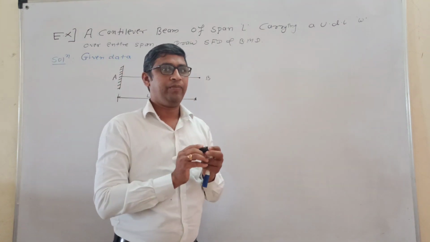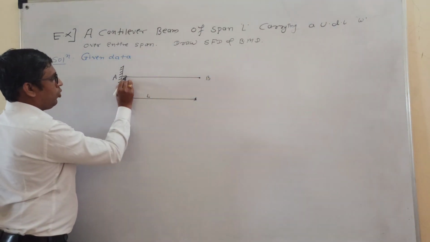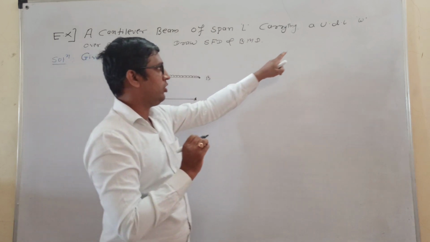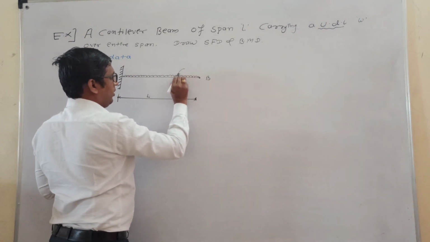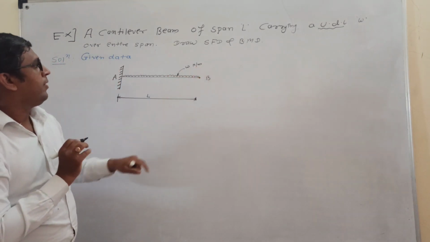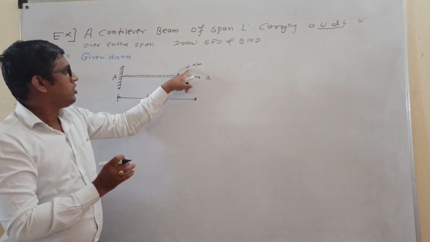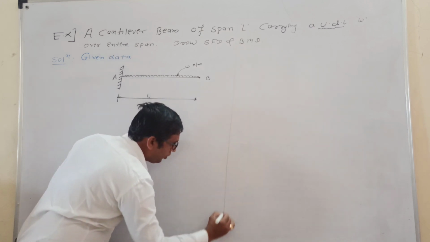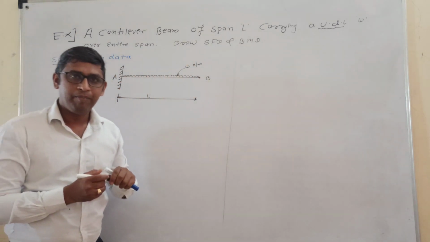What is the UDL? UDL means the load which is spread over a beam per unit length. This is called a UDL, a uniformly distributed load having w, small w, in Newton per meter. This cantilever beam carries a UDL of w per meter length. This is our example. You have to draw the SFD and BMD of this cantilever beam.